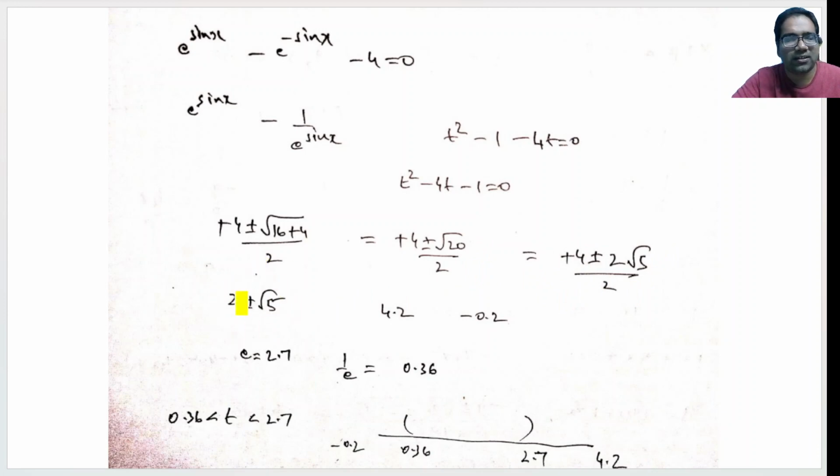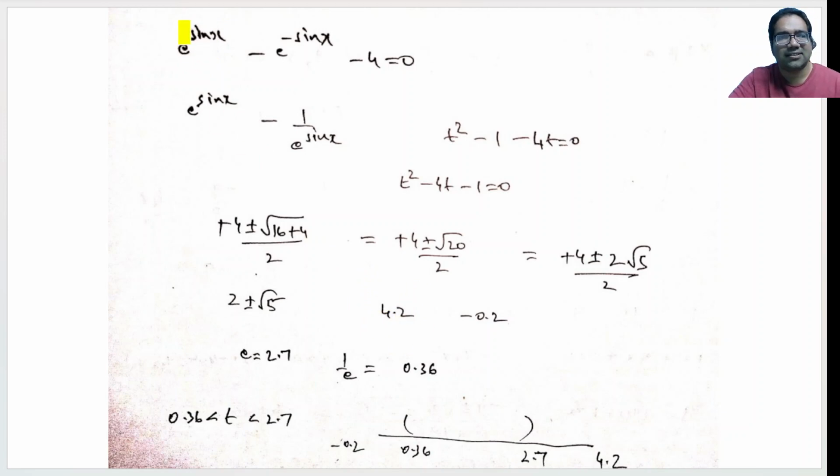What is 2 plus root 5? It is roughly 4.2. What is 2 minus root 5? It is roughly minus 0.2. For this equation, we are getting two solutions. But this is not sufficient. We have to see whether there is any x so that e^(sin x) can become 4.2.